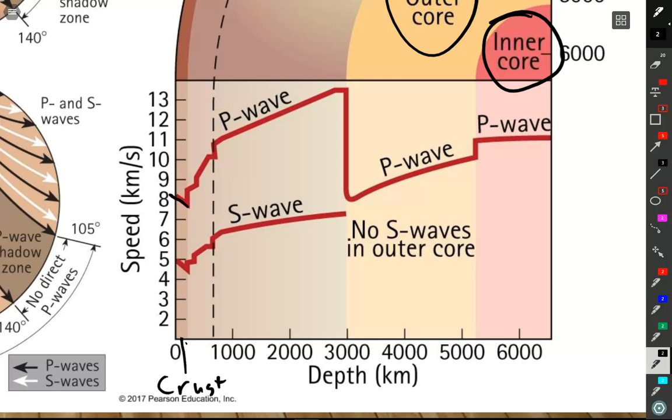Do we need to know that? Yes. P stands for primary or pressure. Primary because it's faster. It's the first one that you receive. That's why it has the name. P waves can go through liquid. S waves, secondary waves, cannot. And that's an important distinction. That's how we know that there's a liquid layer, because the S waves don't go through it.